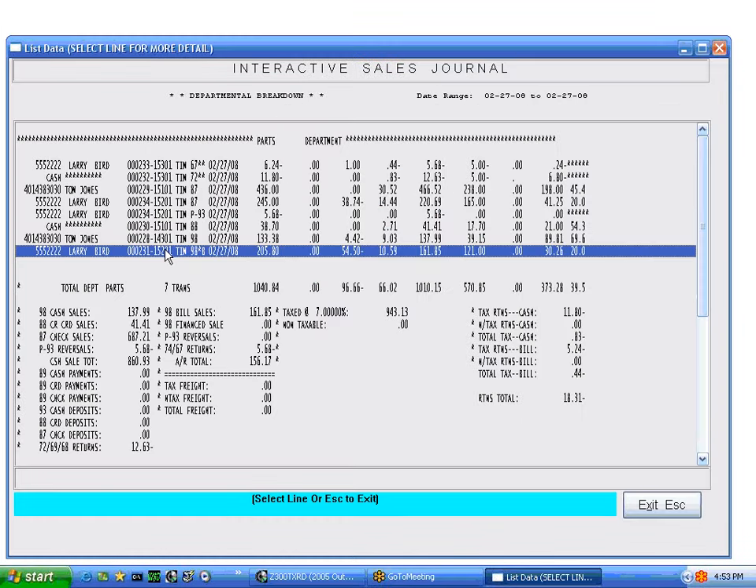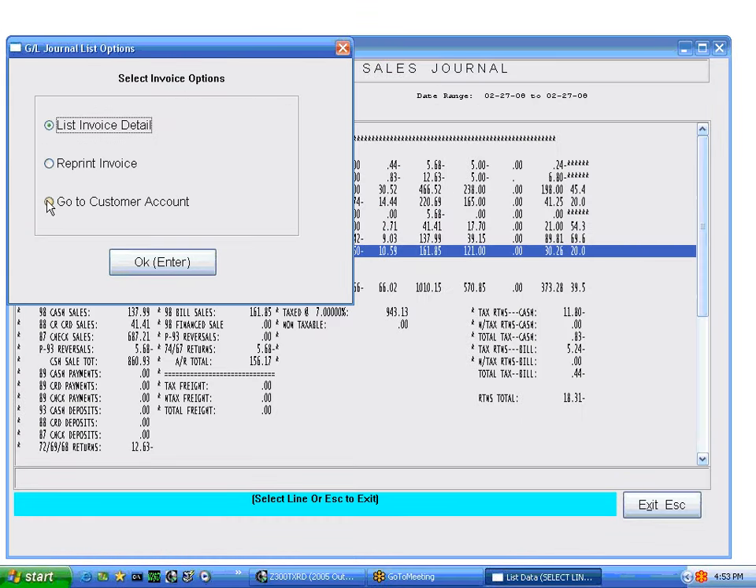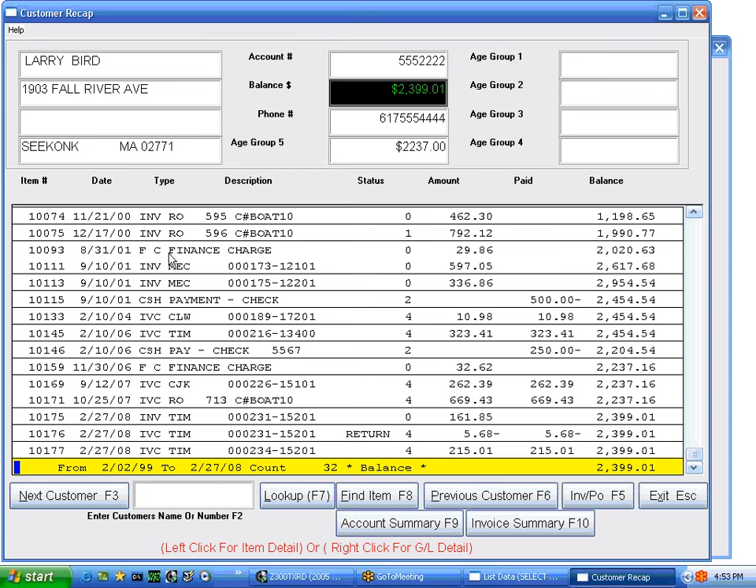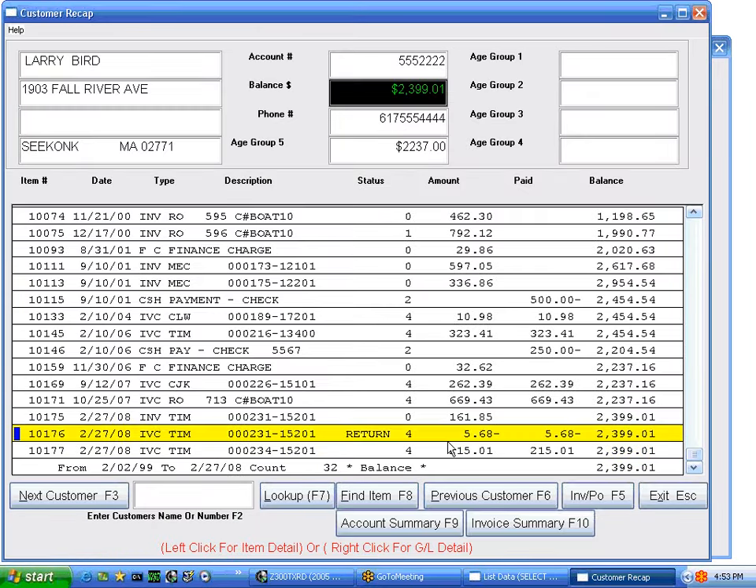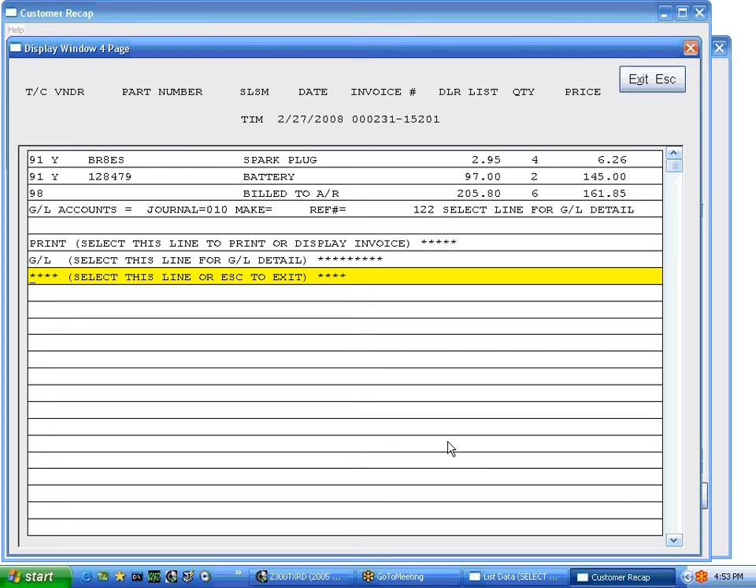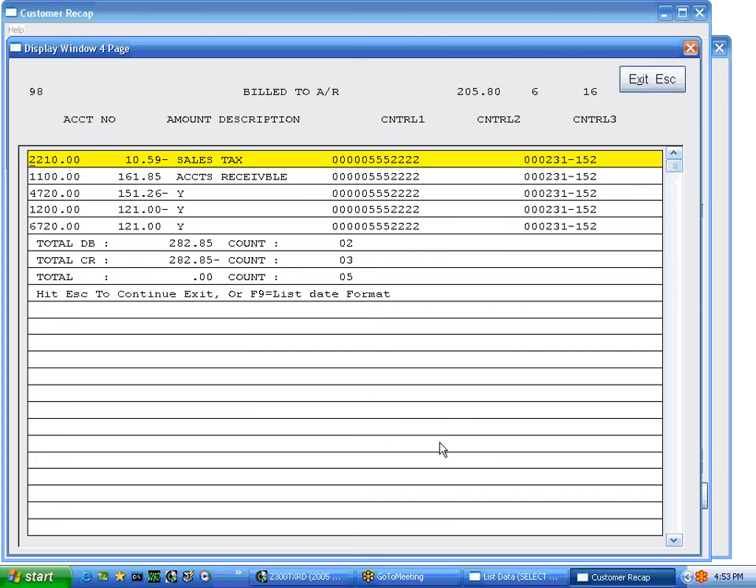Or, you know what? Maybe I need to click on here again and say, go right to that customer. Is my whole customer, every single thing he did. So now I can look at not just that invoice, but maybe other invoices that he looked at. There's that invoice. There's this invoice here that we also sold. And I can also display the general ledger entries that were made for that invoice.